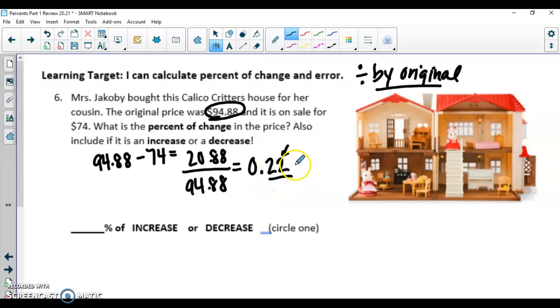And that is a decimal, so then I change it over to a percent. So this is a 22%. And then, because the price was 94 and went down, that is a decrease in the price.